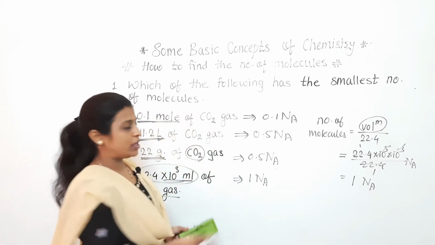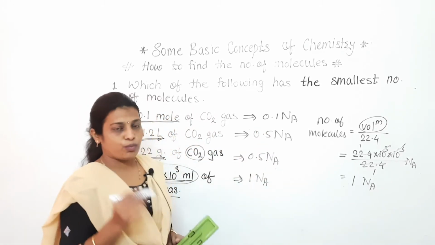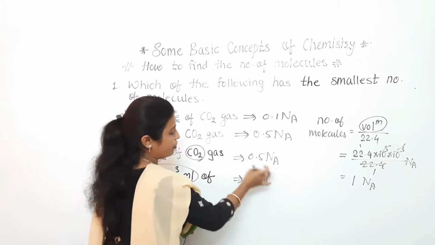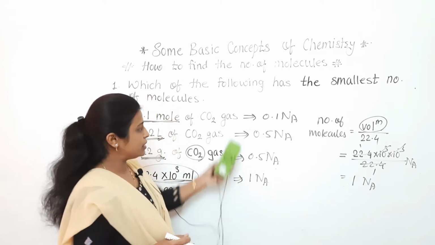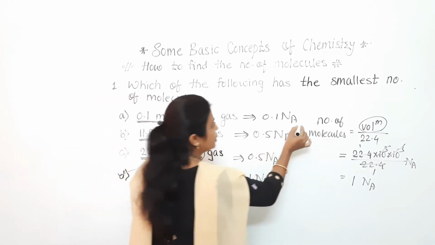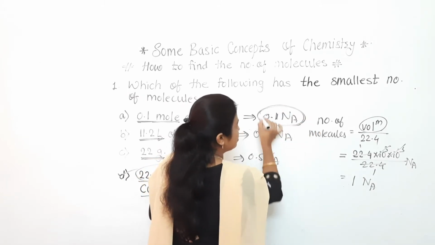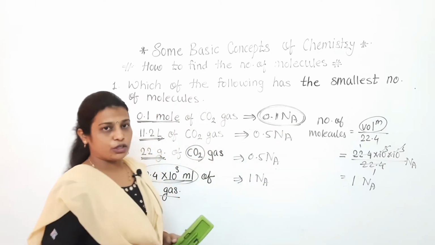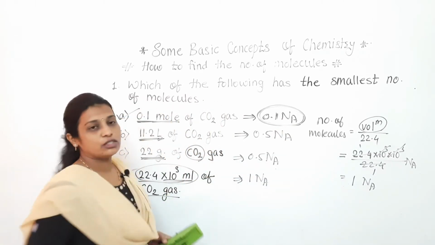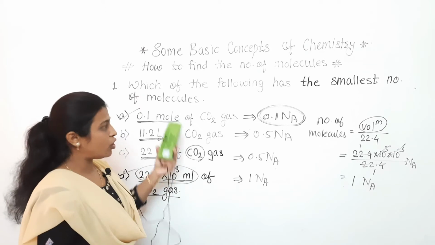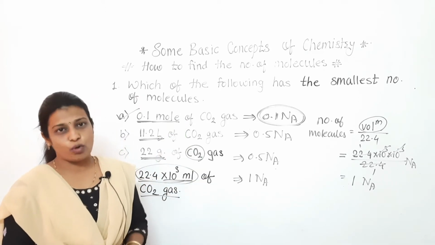Now you have to observe which one is the smallest: 0.1, 0.5, 0.5 and 1. So from that we can say that 0.1 is the smallest value of the number of molecules. So the correct option for this question is option A. So in this we got the answer and we'll discuss some more examples.